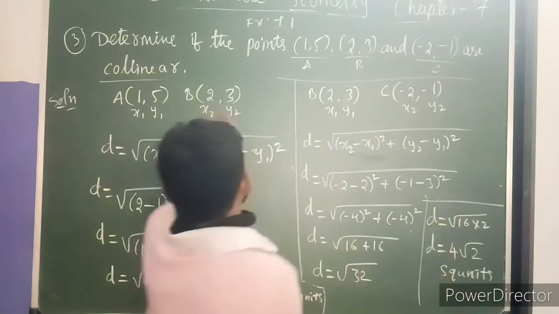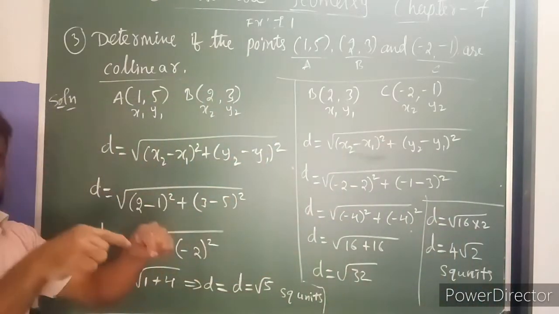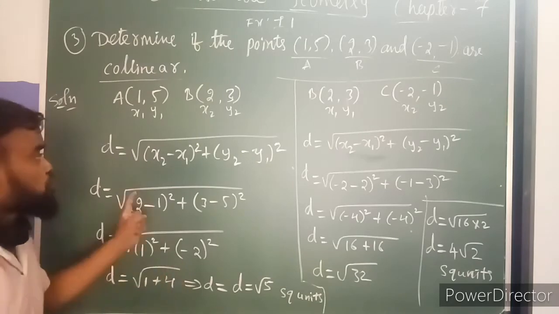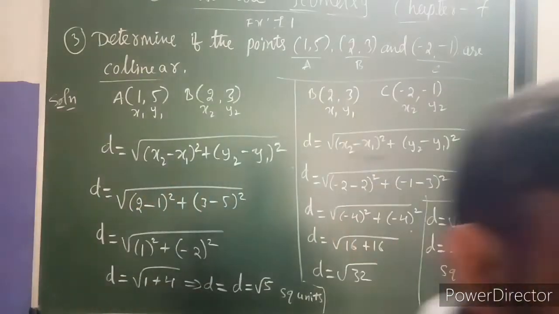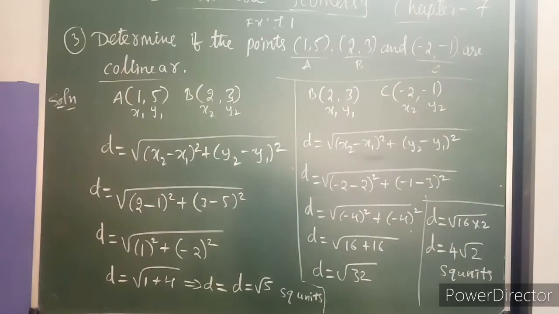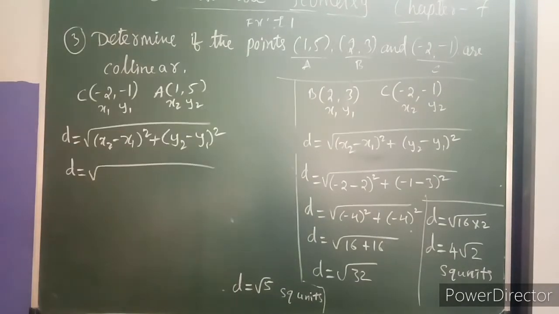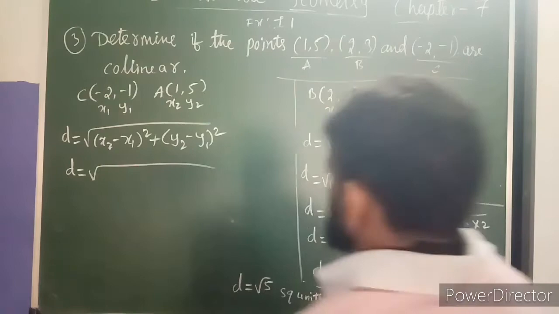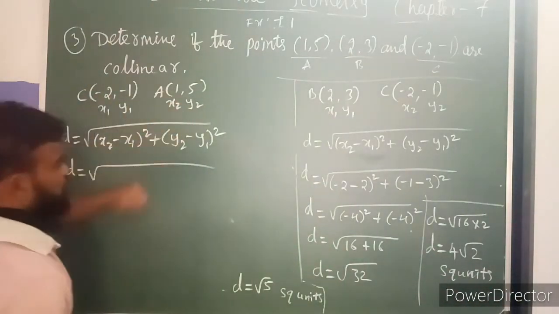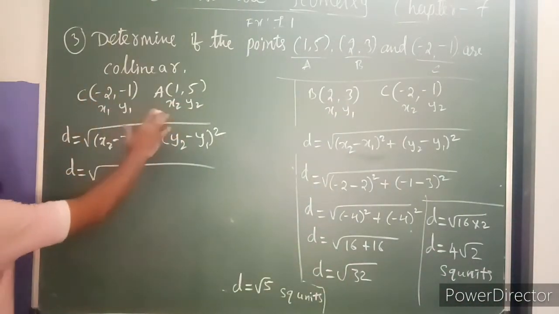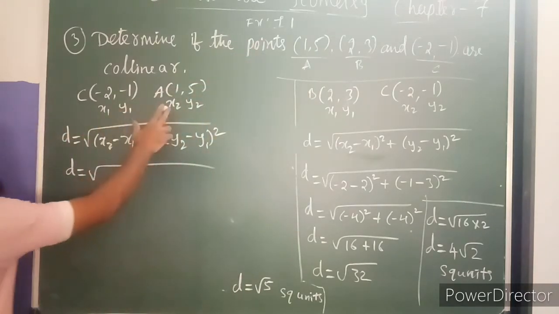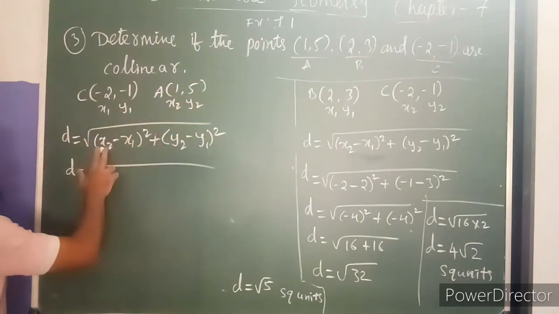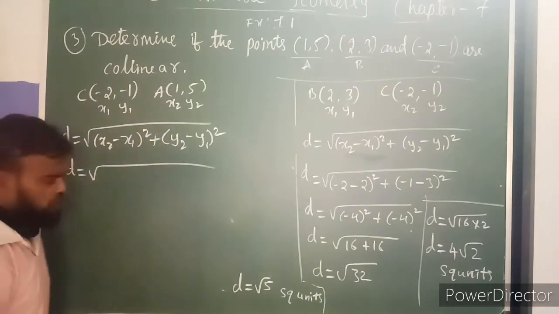This is AB and BC. Now we have to find CA. Now note it down and I will continue here only, that second part. So we have to take the third point, C, A, CA. C is minus 2, minus 1 and A is 1, 5. So x1, y1, x2 and y2. The distance formula: x2 minus x1 whole square plus y2 minus y1 whole square.